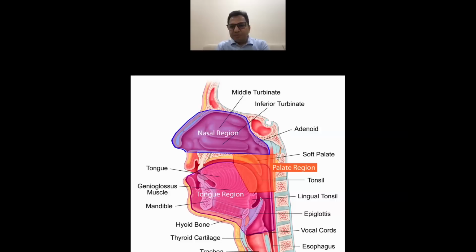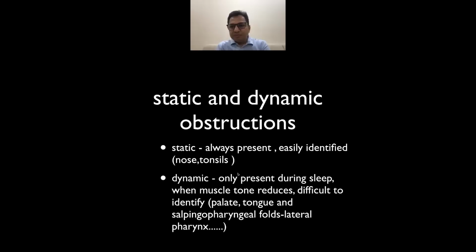So if you correct one area, the other area might also improve by itself, because everything was collapsing in because of one area, and you correct the nose, say, and your tongue stops going behind, because now the patient can breathe through the nose. So that is the interaction that you need to understand. And that interaction you can understand in few ways.